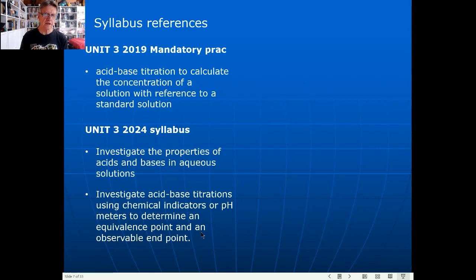Now normally in class you'd just do an acid-base titration with phenolphthalein. You might even use a pH meter to detect the endpoint. But for this one, we're going to take it a bit further. So that was the, well, that's a sort of mandatory prac. We're going to make up our own, and we're going to use a thermometer as the indicator for an endpoint, an observable endpoint. Okay, so let's have a look.